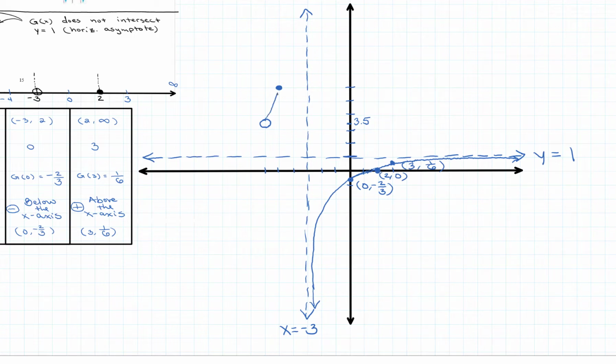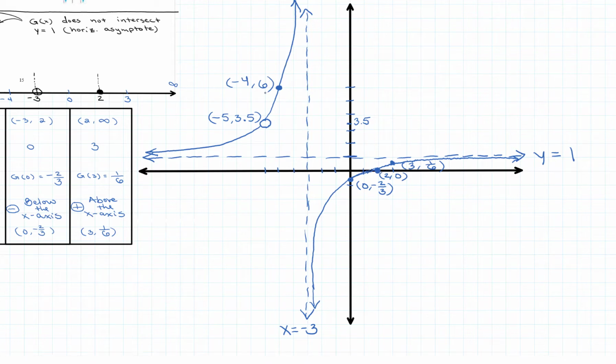And then over here on this side, once again, I know it's never going to touch my vertical asymptote over here, so it's going to get very close. And the same thing with my horizontal one. I went through all the trouble of checking to make sure it wouldn't touch the horizontal one, and it doesn't. And I'm going to label my ordered pairs. Perfect. Beauteous. It's glorious. I'm done.